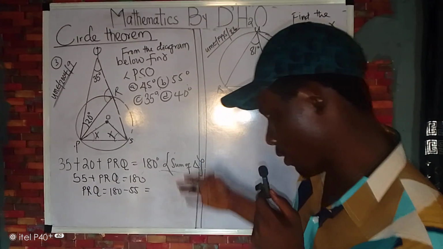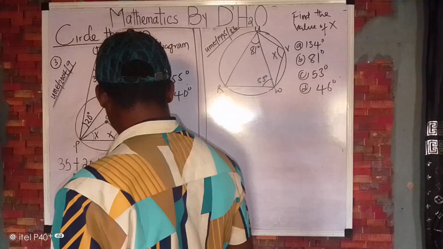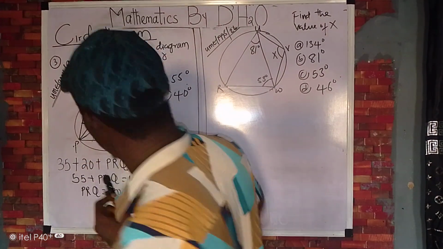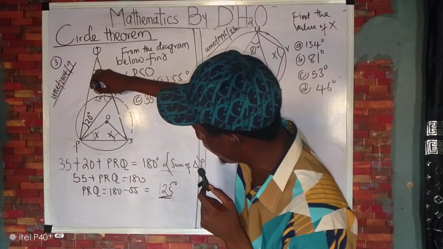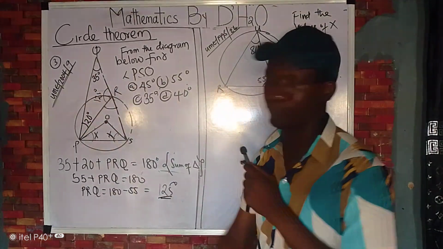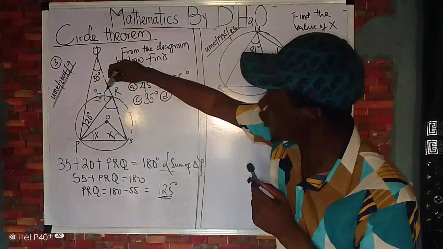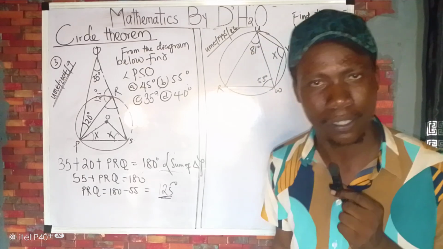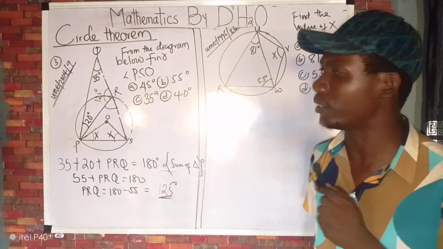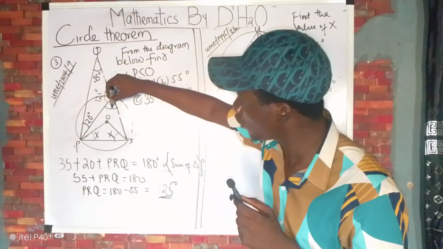Yeah, 125. So you have 125 degrees. Now, if this angle here is 125 degrees, what would this angle be? Remember that this one is an angle in a straight line. And this line is what? 180. So if here is 125, what do we call this angle?